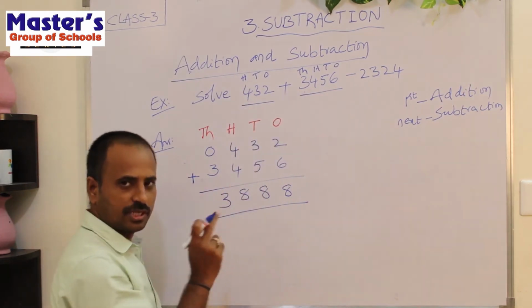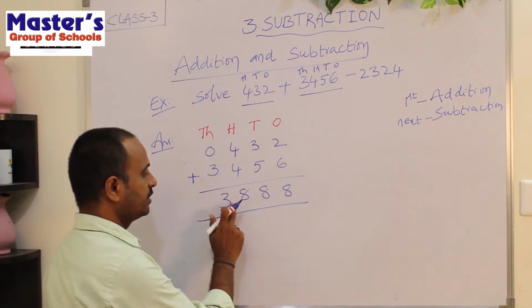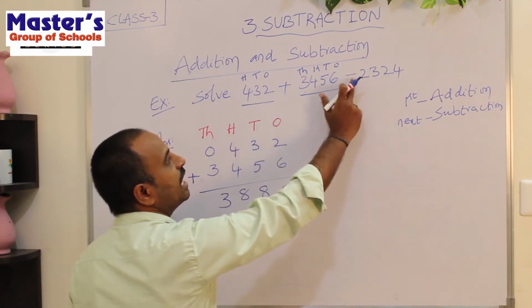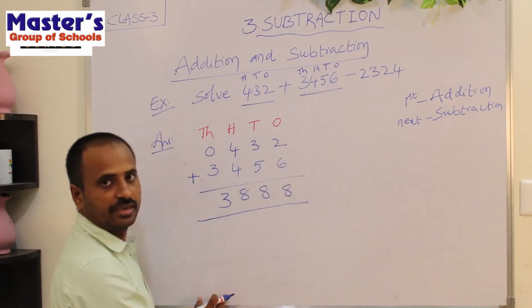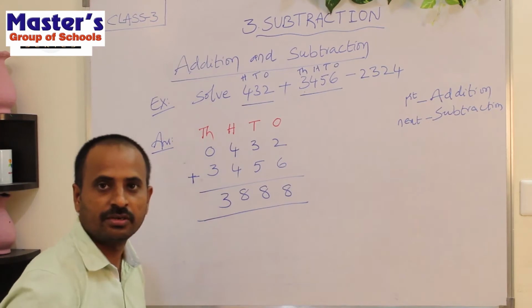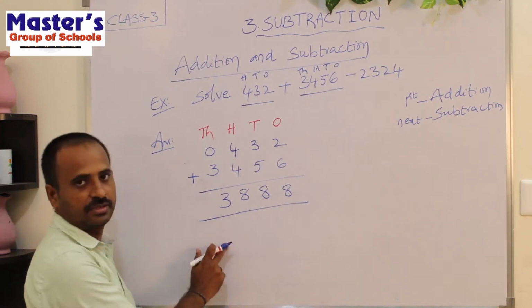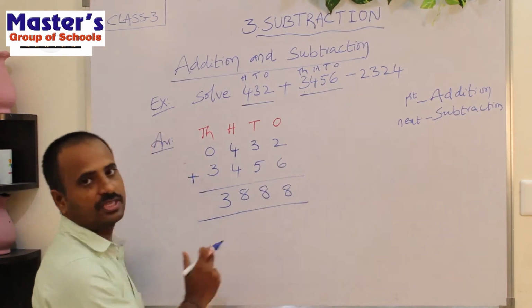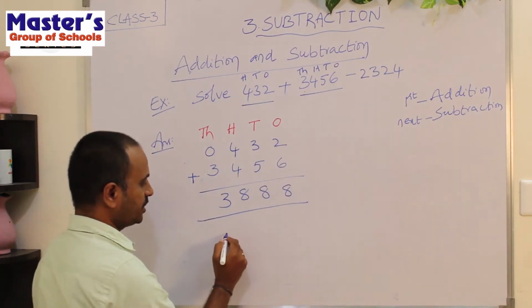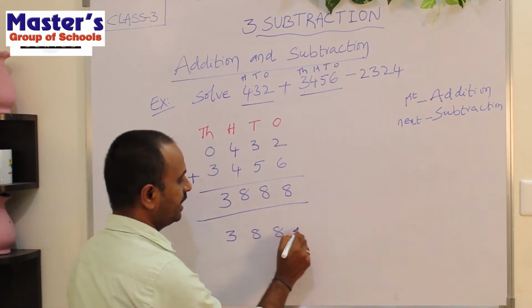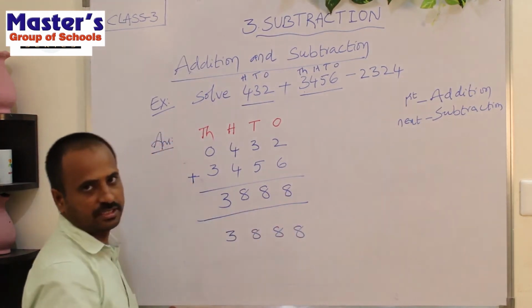Now we have to do subtraction. So write the sum first, and write the number which has the minus symbol below it. So how can we do the subtraction? Write the sum first, and write the number which has the minus symbol below the sum. The sum is 3888. So this is the sum.